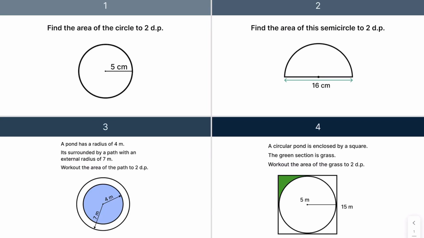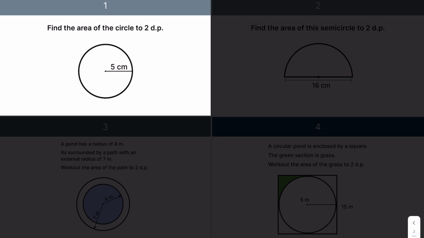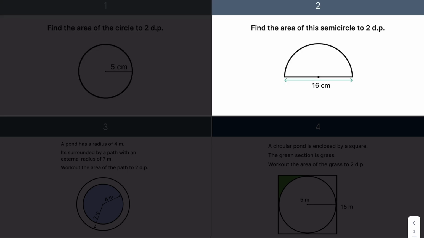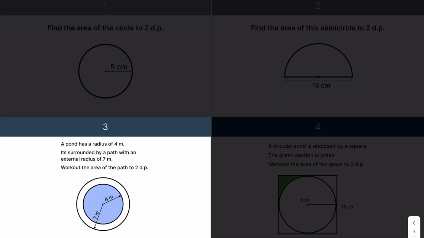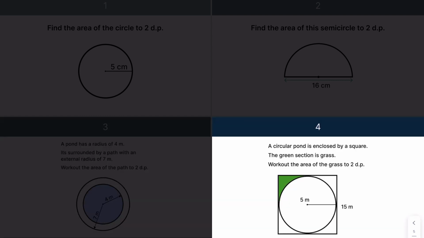Area of circles is what we're looking at in this video. It's split into 4 parts. So we're first going to start off by finding the area of a circle given the radius, then looking at finding the area of a semicircle, and then moving on to slightly more difficult questions like this one, and then finally looking at questions like this involving the area of a circle.